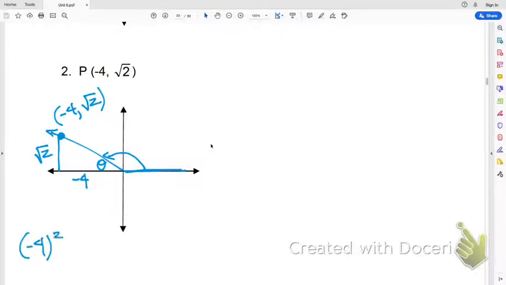-4 squared plus √2 squared equals r squared. What happens when you square a square root? Just the number. Yep. So 16 plus 2. I'm not going to make you do a ton of stuff with radicals, as you'll see in this particular problem. But I do expect you to be able to say 16 plus 2 is 18. And when I square root, what does that simplify to?